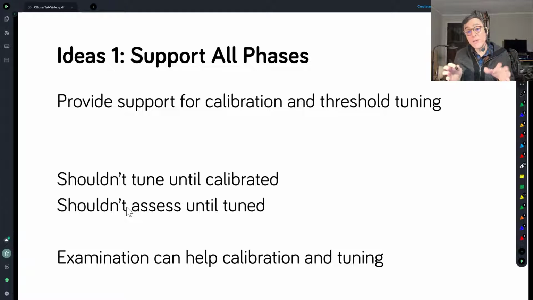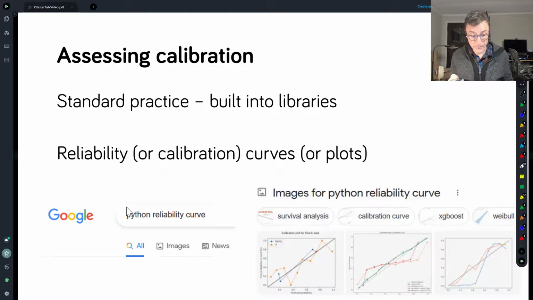So one of the big ideas that we took away from this is that if we're going to build a system to support these processes, we needed to provide support for all phases of working with classification. We had to deal with calibration and threshold tuning, in addition to the more traditional examination and assessment tasks.